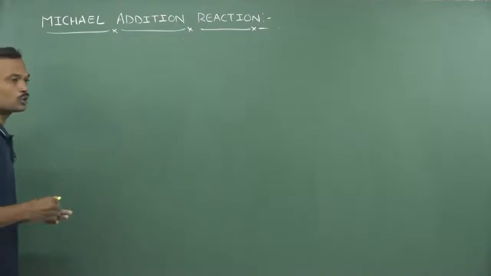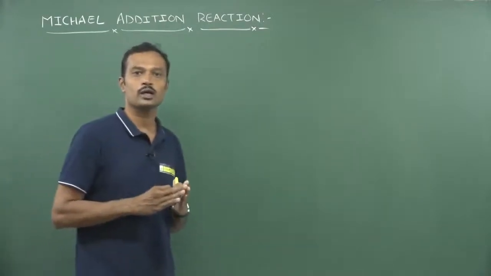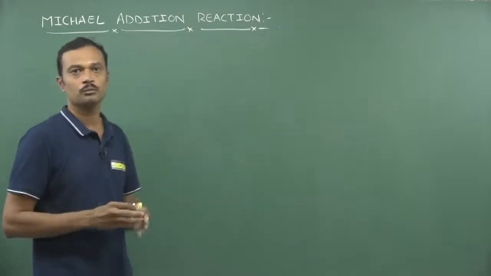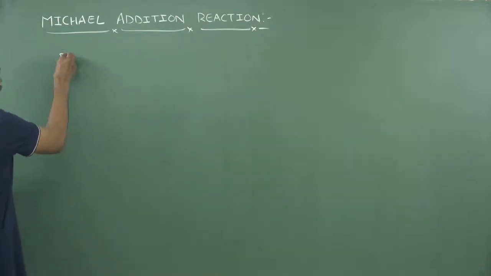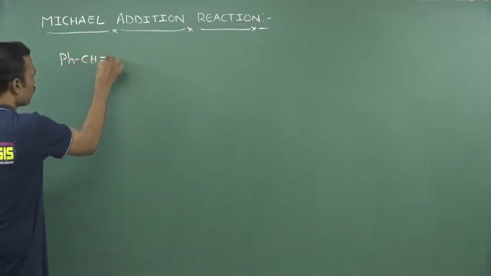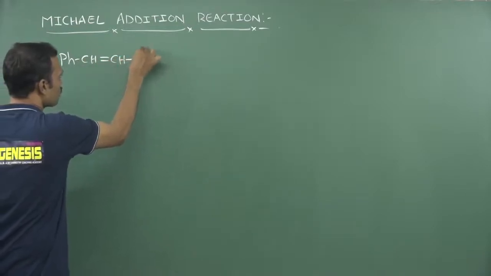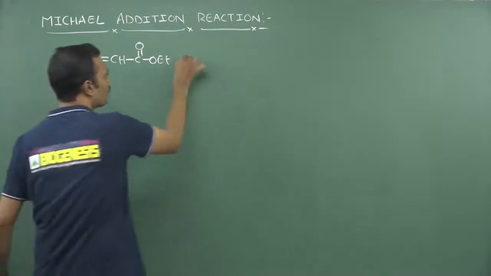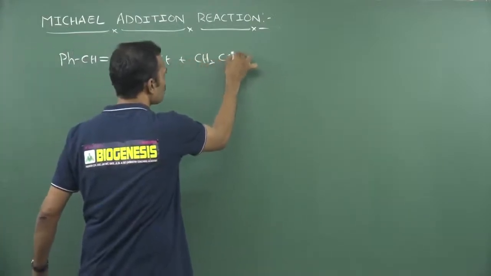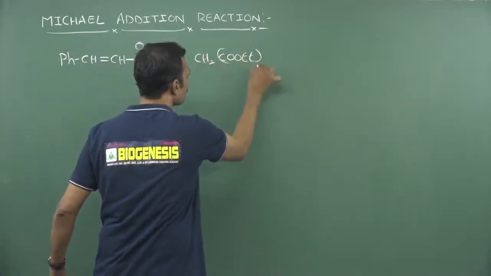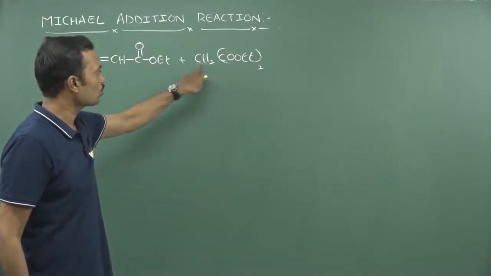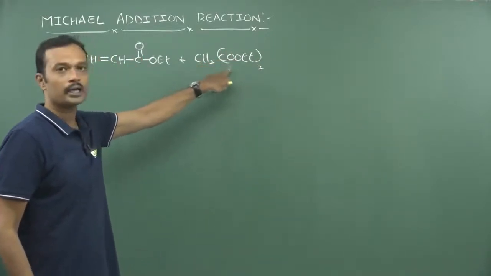Here I am using two terms: activated olefin and activated CH2 group, which is nothing but a methylene group. An activated olefin is any olefin which carries an electron withdrawing group. And a molecule having an active methylene group is one where the CH2 carries two electron withdrawing groups. These two groups are electron withdrawing groups on CH2, that's why it is called active methylene.